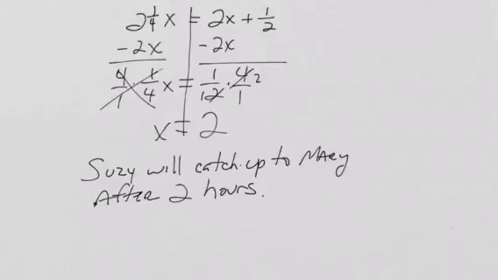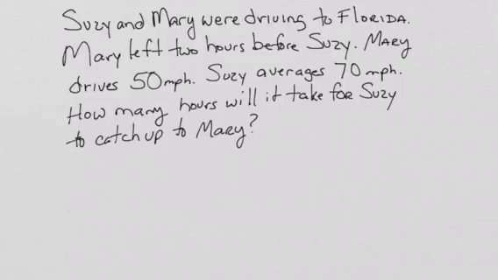If you want a super challenging problem, one that's almost impossible to work, go ahead and keep watching. Otherwise, shut the video off. Alright, Susie and Mary. Hey, where have we heard those names before? We're driving to Florida. Mary left 2 hours before Susie. Mary drives 50 miles an hour. Susie averages 70 miles per hour. How many hours will it take for Susie to catch up to Mary?